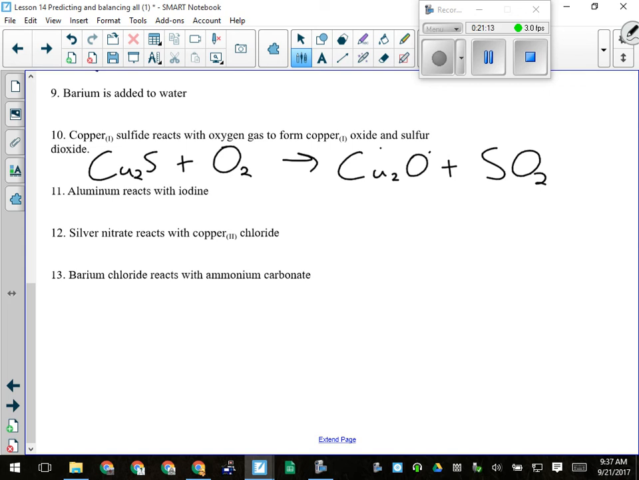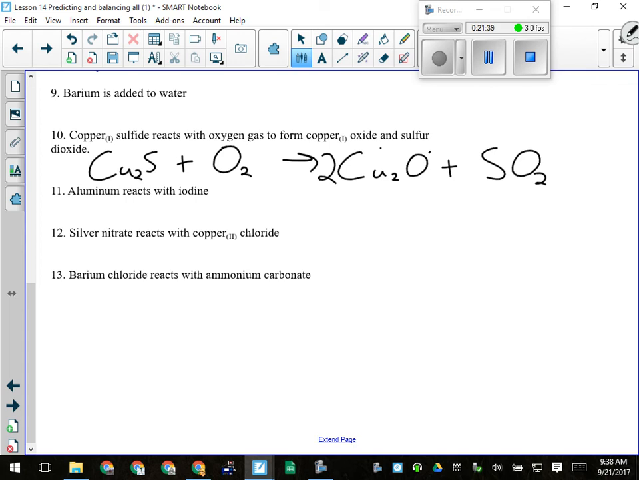See, it's 2 on both sides. I got 1 sulfur, but here's the problem. I got 3 oxygens on one side and 2 on the other. Okay, so I've got kind of an odd-even type of problem here. So what I'm going to do is get rid of this odd number. The best way to get rid of an odd number is to double it. Okay, when I double it, now I have 4 oxygens on this side.